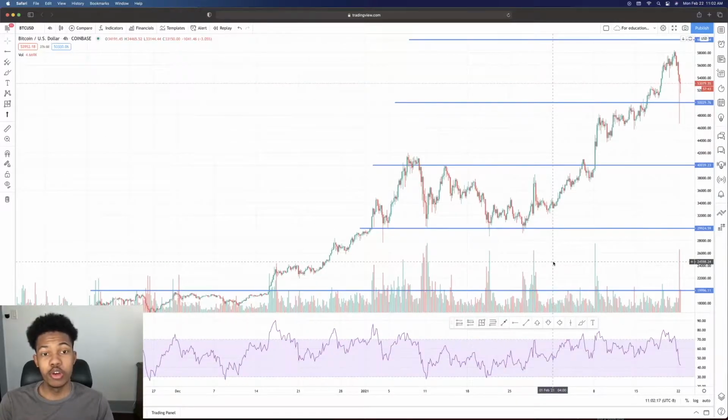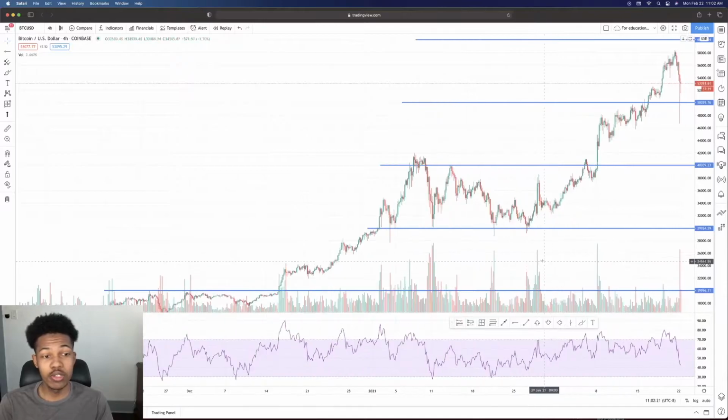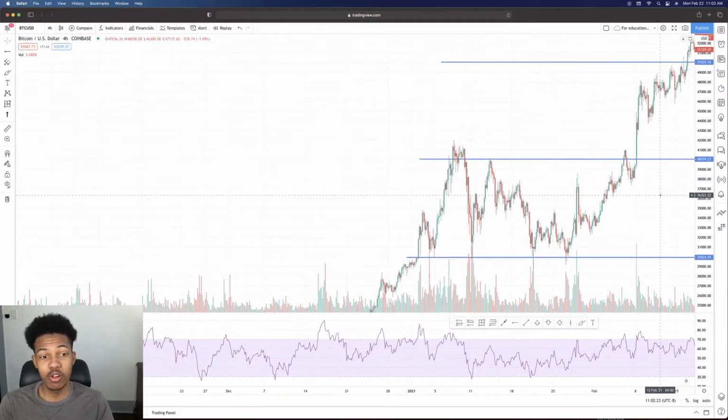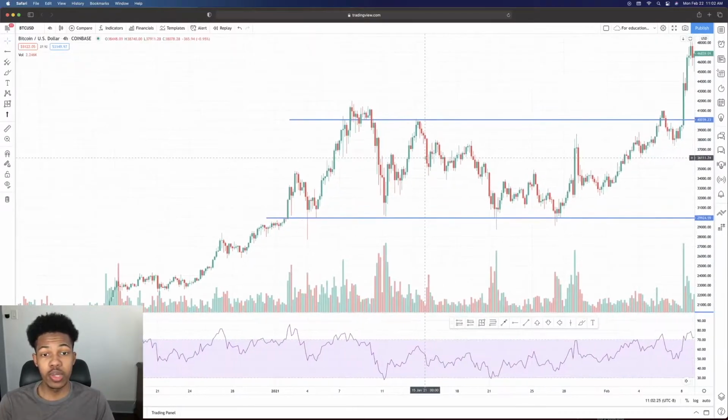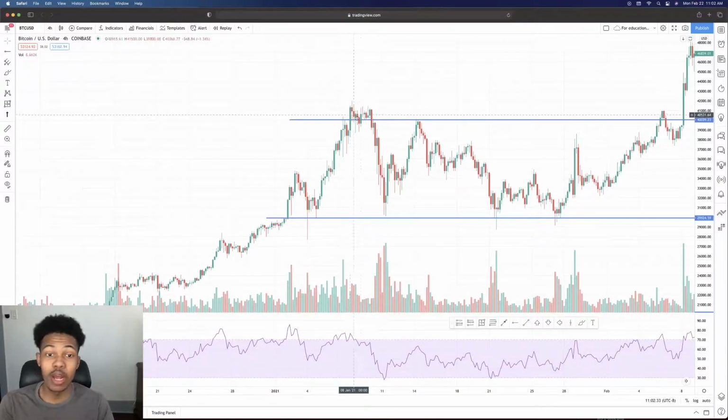So now I'm going to show you an example of how I use the key levels to trade Bitcoin. I posted this on my TikTok already, so if you don't follow me on there, make sure you go and follow me. However, one thing that I talked about in my TikTok video is that I actually sold Bitcoin at 40,000 and I was looking to go and buy back in roughly around 30,000.